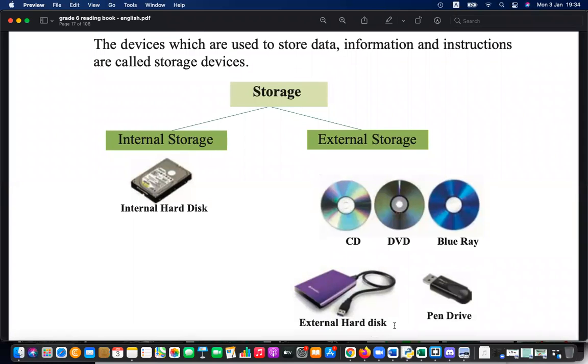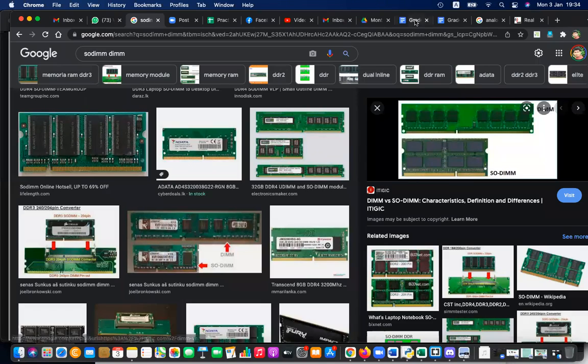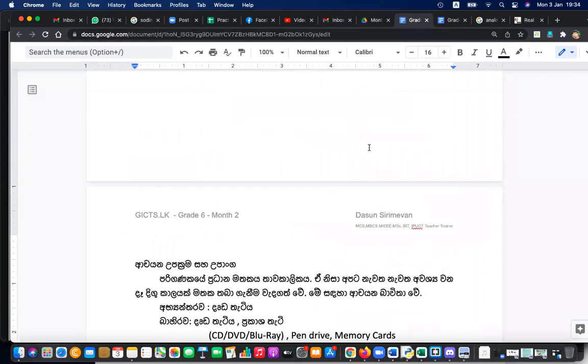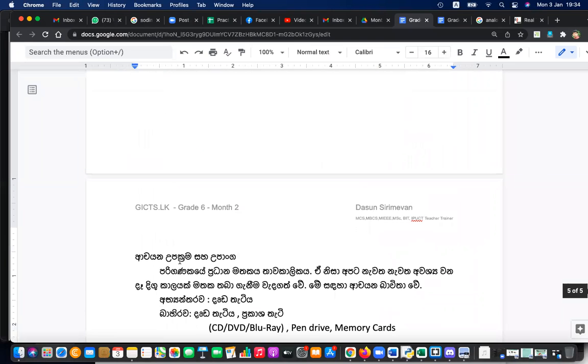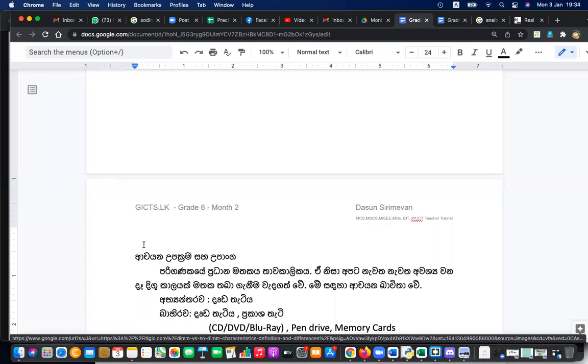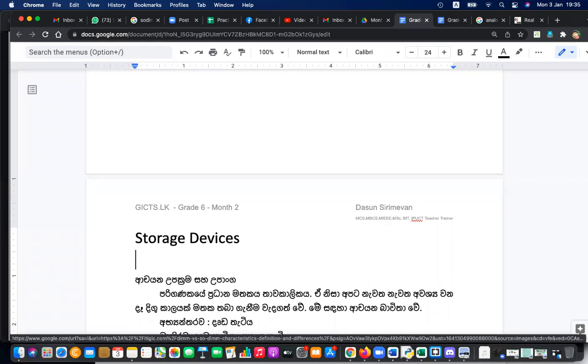So please take your second month note. Actually, the third month note is also ready. But we have to finish the second month note and move to the third month note, right? So let's move to the second month note. Okay. Under that, in the last page, can you write this heading, storage devices? If you don't have the note, don't worry. You can write this down in the writing book, but later you have to take the note, right? Otherwise, you will miss it.